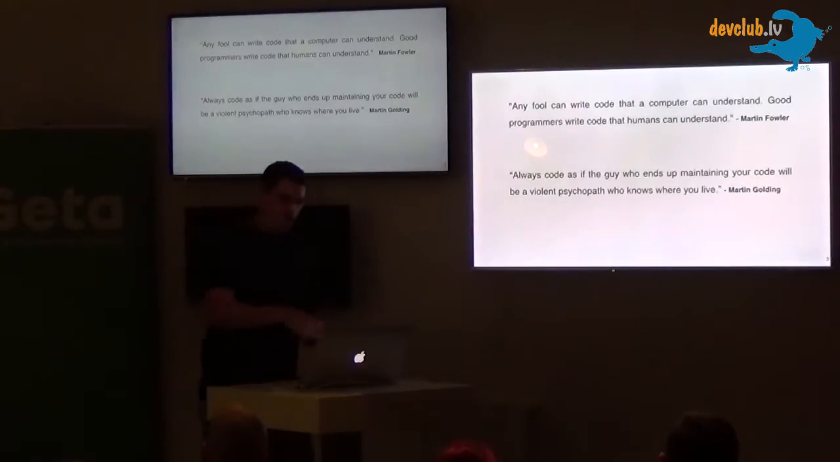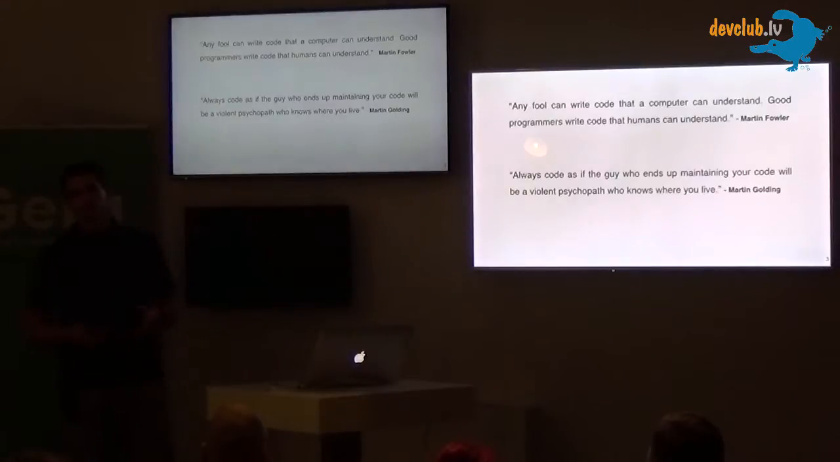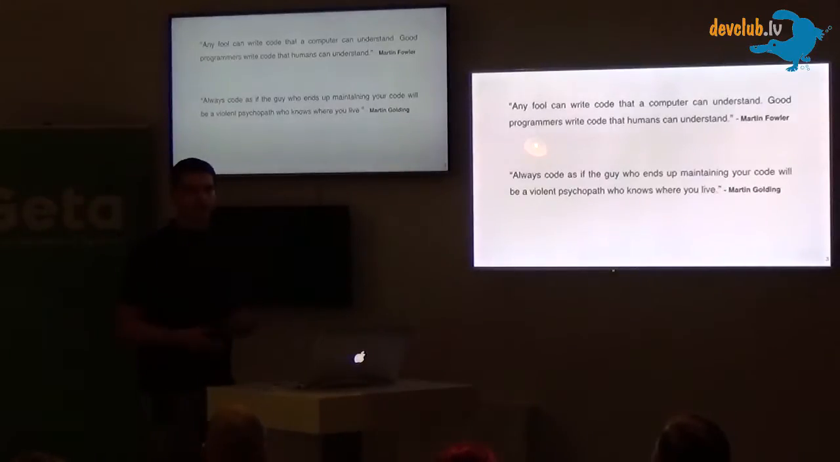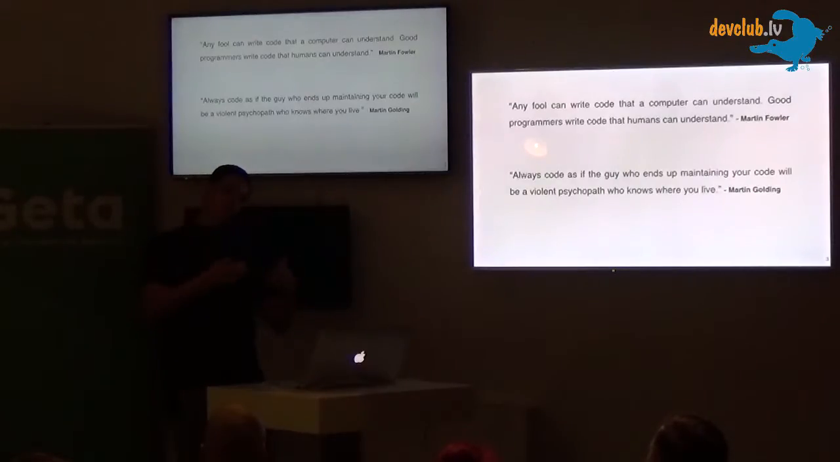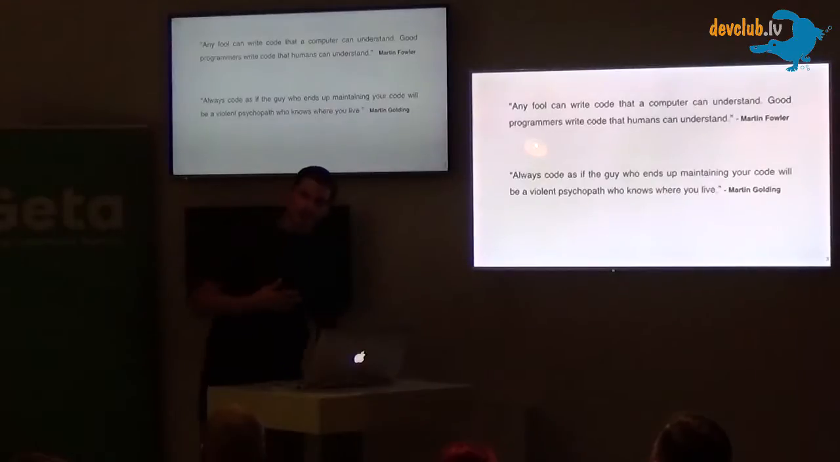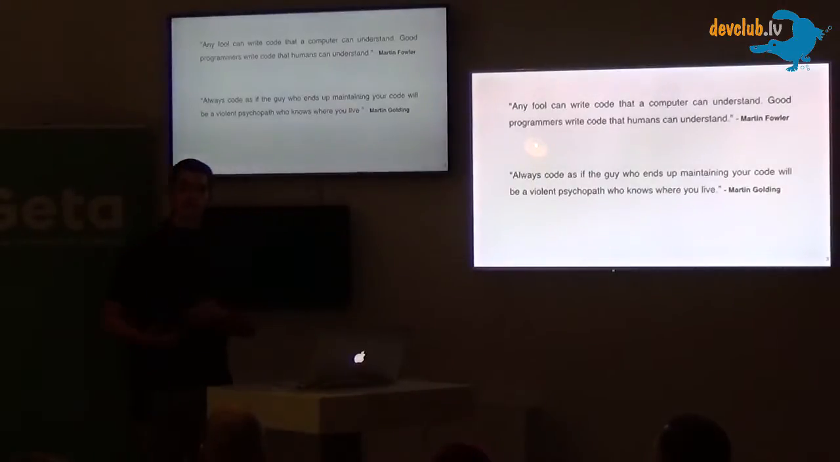There's another funny quote here from Martin Golding, saying that basically you should always code as if a psycho tester was coming up and looking at your code. In that way you feel threatened and you're not going to let your guard down. You're going to look at your code and try to make it as good as possible.